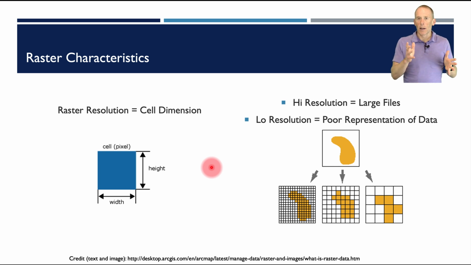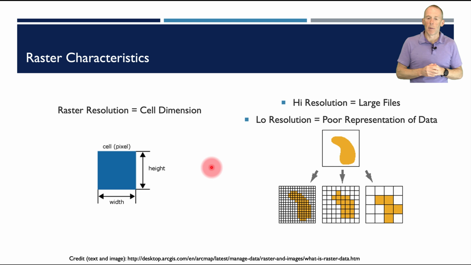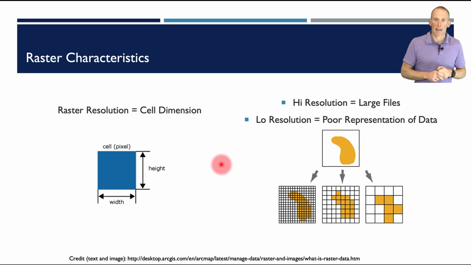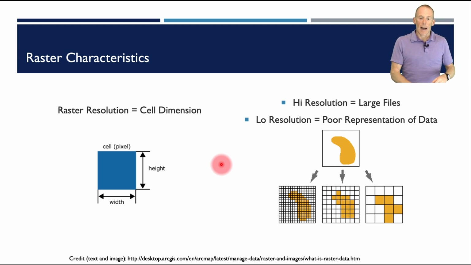So if that height and width is 1 meter, that means each cell in the raster represents a 1 meter area on the actual Earth's surface. Your raster resolution would be 1 meter. Now, the raster resolution is important. A high resolution raster, like that 1 meter data set, has a lot of accuracy, maybe like this example on the left here, because it's a small area.